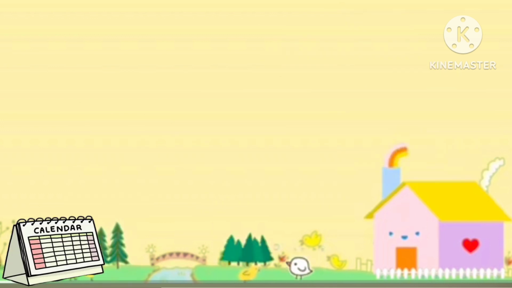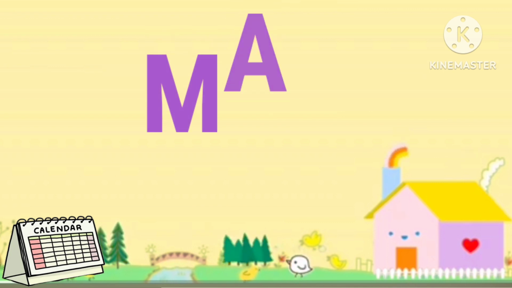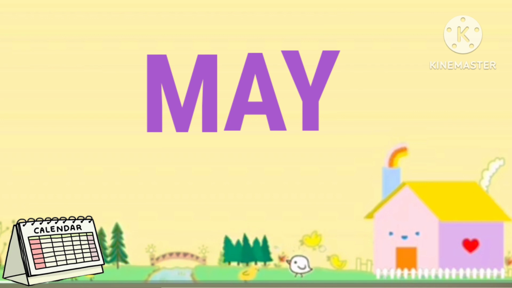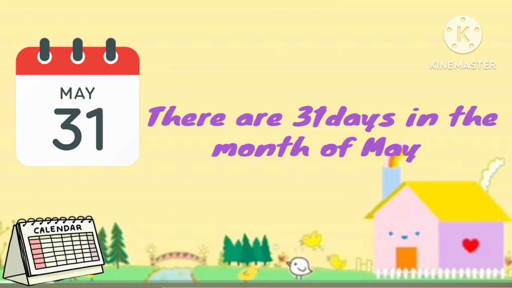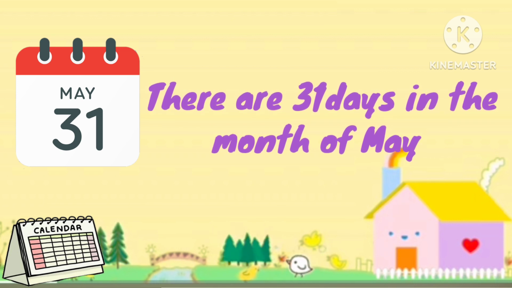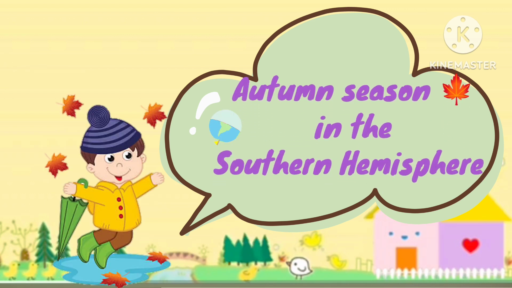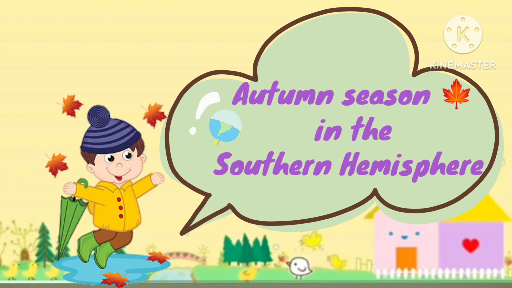Next month is May. M A Y. May. May is the fifth month of the year. So, kids, remember, there are 31 days in the month of May. May is the month of spring season in the northern hemisphere and autumn season in the southern hemisphere.